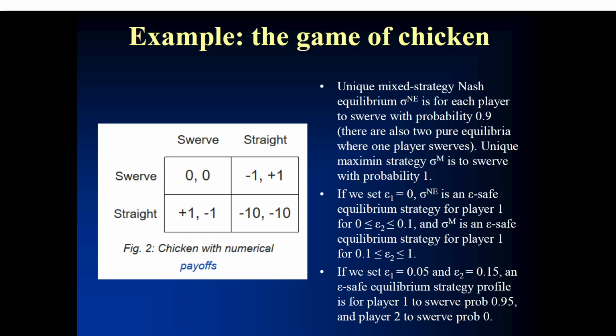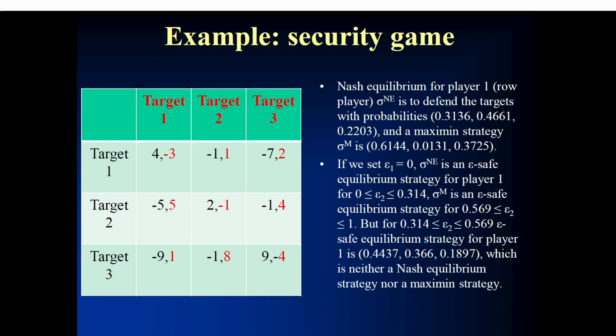However, epsilon safe does not need to be one or the other. If we, for example, set epsilon 1 to be 0.05 and epsilon 2 to be 0.15, epsilon safe is for player 1 to swerve with probability 0.95 and player 2 to swerve with probability 0, which isn't a Nash or maxi-min.